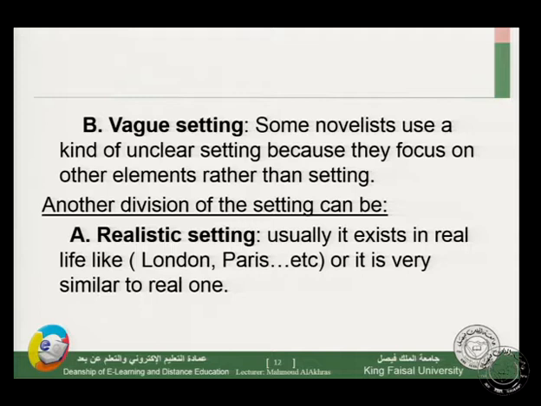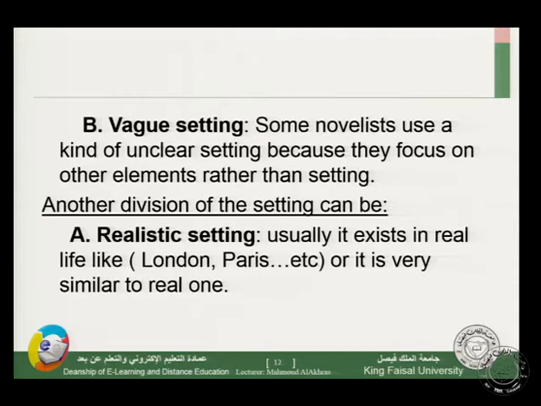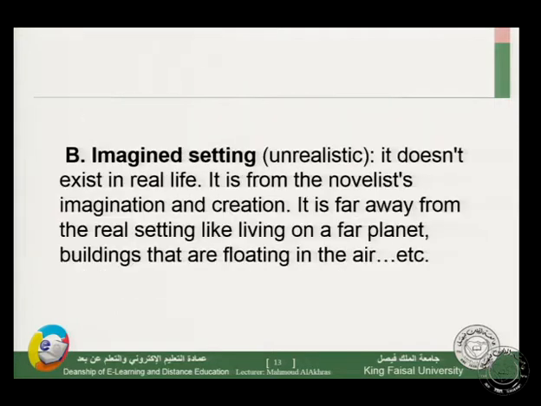Another division of setting, we can classify setting into two other types. The first one, we have realistic setting. Usually it exists in real life, like what? Like London, Paris, etc. They exist in real life, or it is very similar to a real one, or it's close to a real one. So this is called what? Realistic setting. Another one, second type, imagined setting, unrealistic.